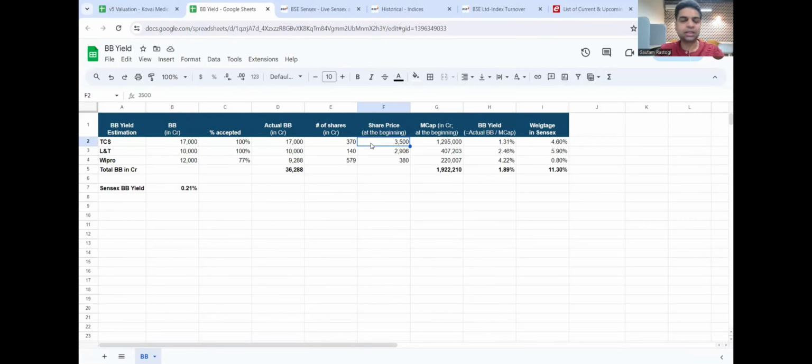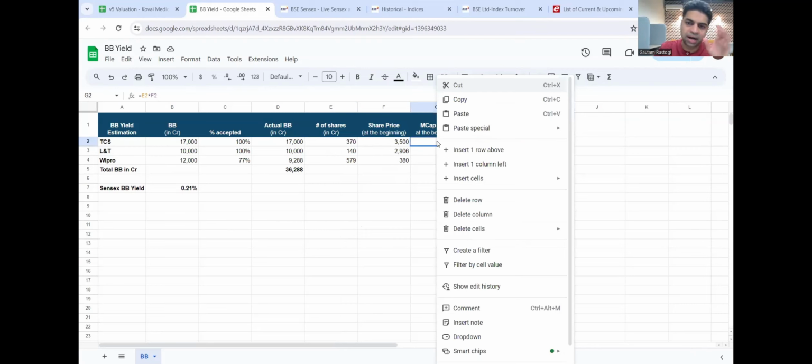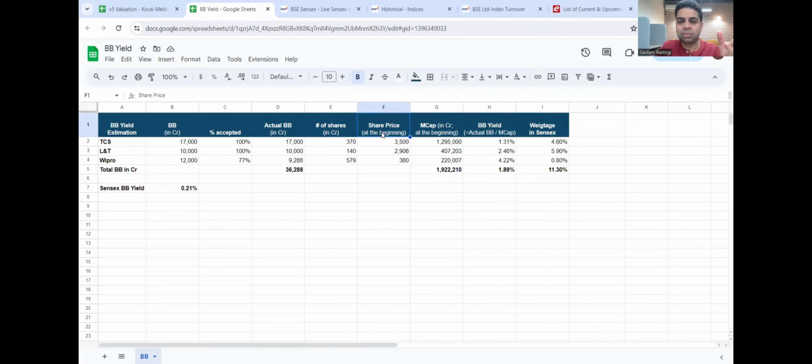When I say at the beginning, what I mean is, usually buybacks happen over a period of time. Let's say the buyback started on December 7th and ended on December 14th, I'm just making up these dates. So on December 7th, you pull the share price and multiply it with the number of shares and get to the market cap. Or, if you have the market cap at the beginning of the period, then obviously you don't have to do this multiplication, just plug in the market cap.